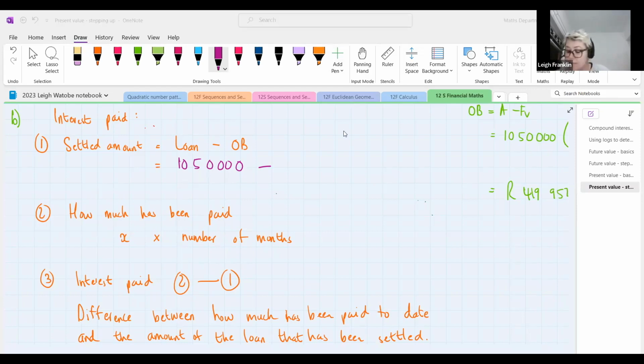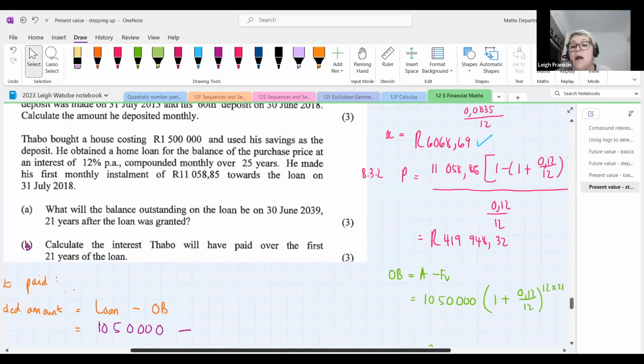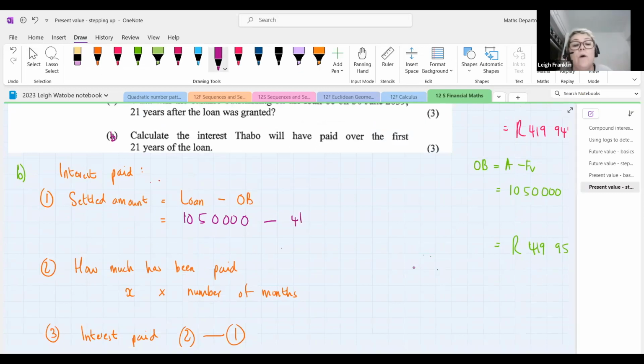Yes, minus the outstanding balance. So that's what we've calculated here in pink. That was our outstanding balance, 419,948.32. So we're going to subtract that. And this gives us an amount of 630,051.68. So he borrows 1,050,000. After 21 years, he's paid off 630,051.68.